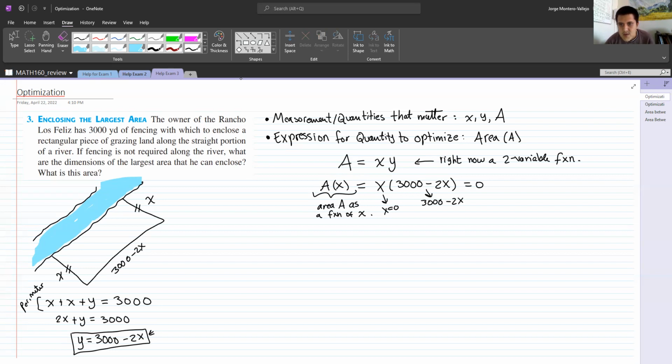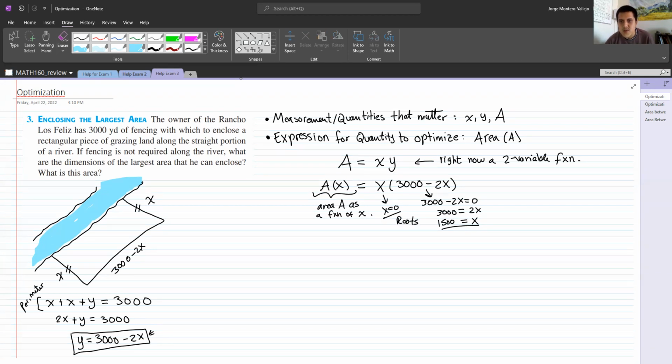3000 minus 2x equals 0. You send this 2x to the other side, so 3000 is equal to 2x. Divide by 2, you get x is equal to 1500. Right? So your two roots are x equals 0 and this, and so those are your roots.